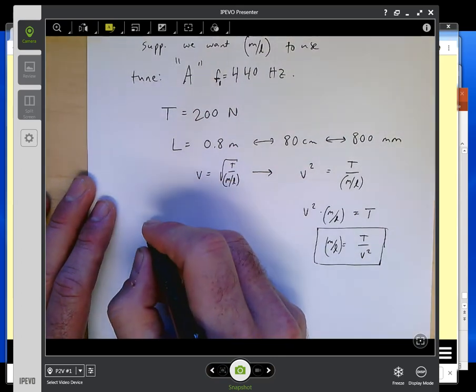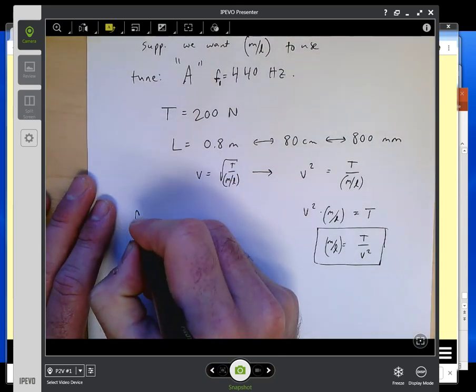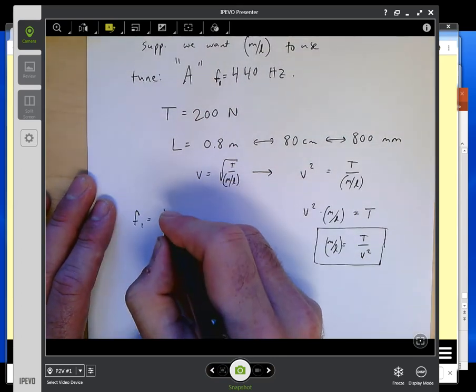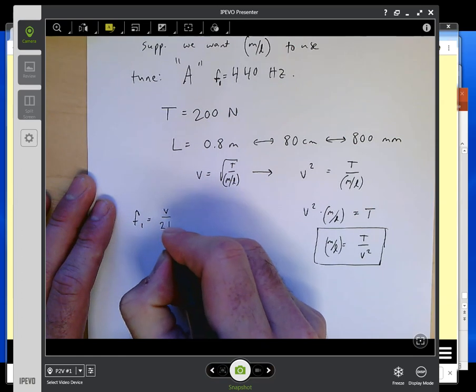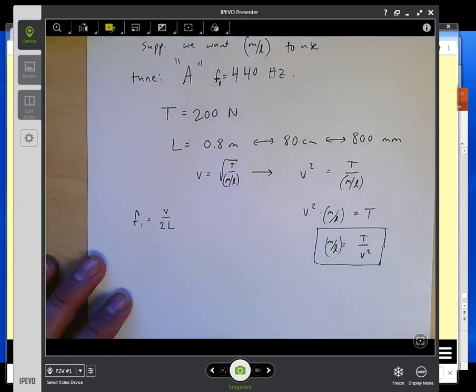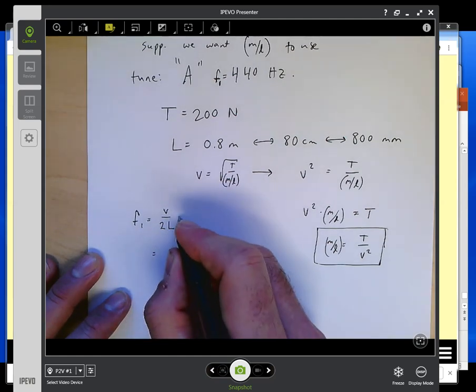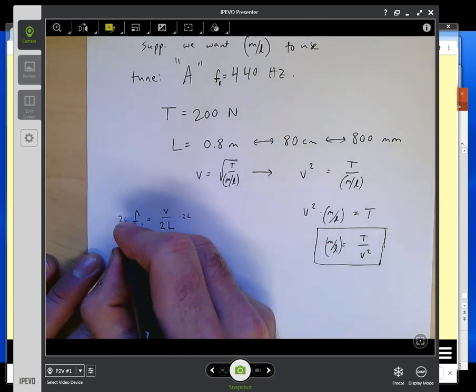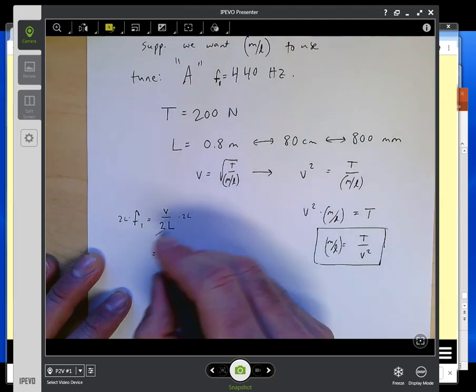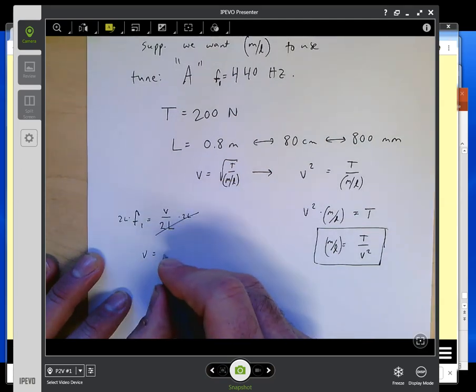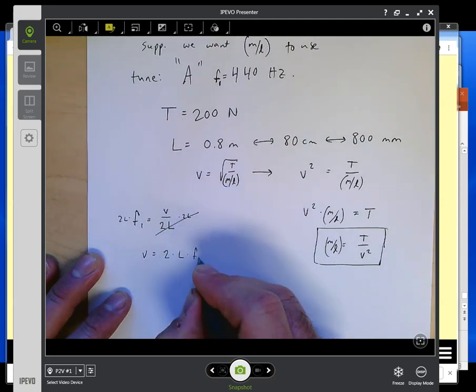The equation in chapter 8 says that our fundamental frequency is going to be v divided by 2 times the length. So if that's true, I need to rearrange this to solve for v. Fortunately, that's just multiplying both sides by 2L, and those cancel out. And v is going to then be 2 times L times f1.